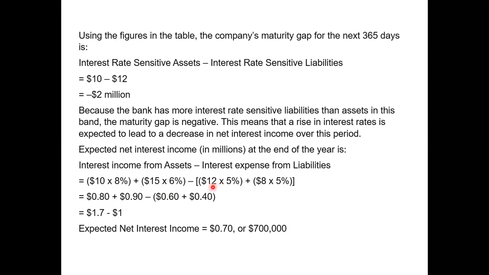And 12 million is the rate sensitive deposits at 5%. 8 million is a long-term liability, fixed deposit at 5%. So total here 0.6 and 0.4. Therefore, total interest income is 1.7 million and interest expenditure is 1 million US dollars. So the expected net interest income is 700,000, 0.7 million, in this situation.